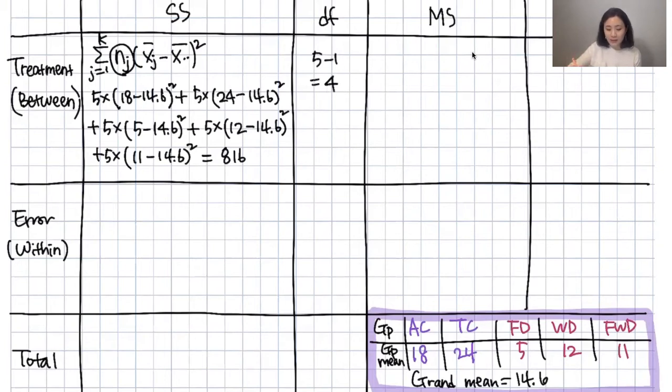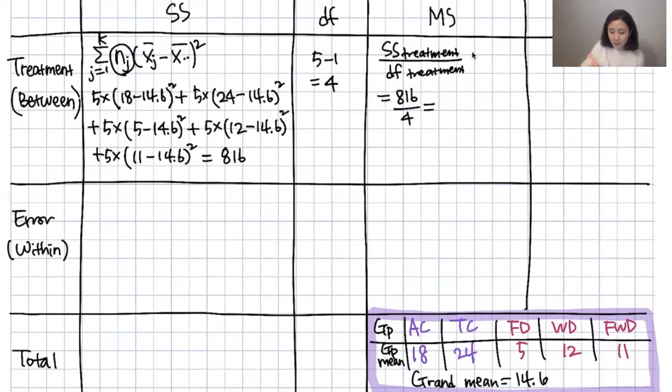And MS treatment is sum of squares treatment divided by degrees of freedom of treatment. So 816 divided by 4 is 204.